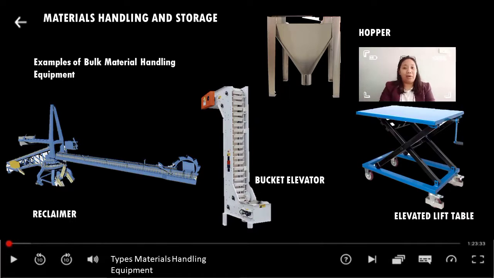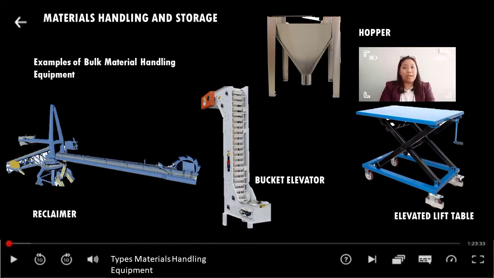First, we have a reclaimer. So, a reclaimer is used principally in a reclaiming process. It can have low, medium, and high flow rates. And for the next one, we have a hopper. So, it is said to be temporary storage for the materials. And it is designed so that stored materials can be easily fed or dumped in the process.